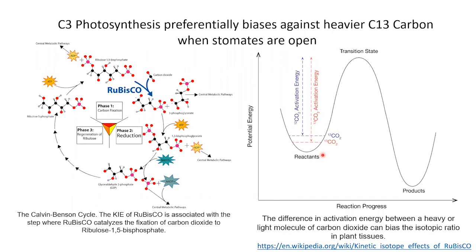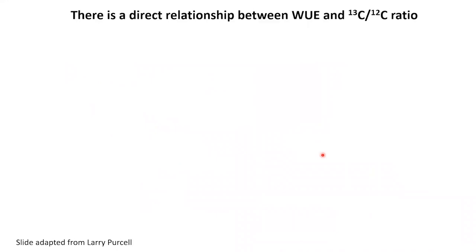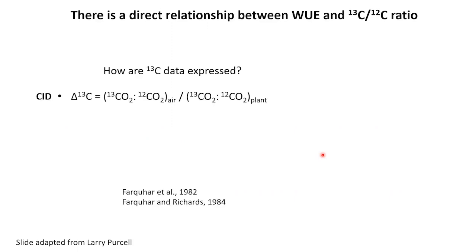When stomates close, then they're forced to use what carbon dioxide is present. And so it's correlated with water use efficiency. So there is a direct relationship between water use efficiency and this ratio of carbon-13 to carbon-12. And this is true for many, many plants. So how is this data expressed?